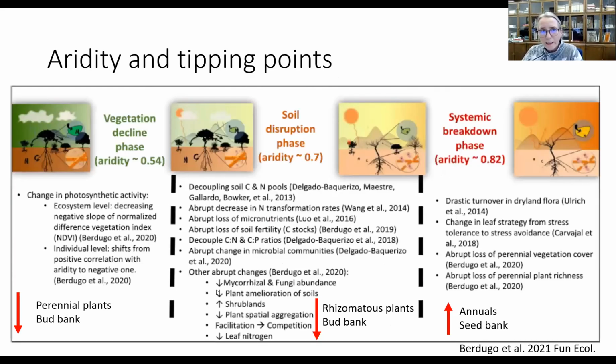So we can say that behind this decreasing biomass along the aridity gradient, there are not only changing leaf traits or changing abundance or clumpiness of vegetation, but especially the bud bank and rhizomes. Those are missing, and annuals that are dependent on seed banks are increasing. So it may be a very important part of these aridity tipping points, which wasn't considered so far.